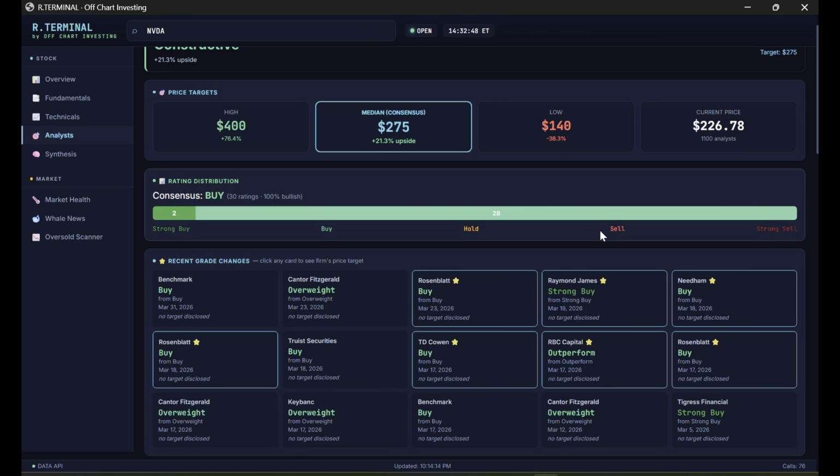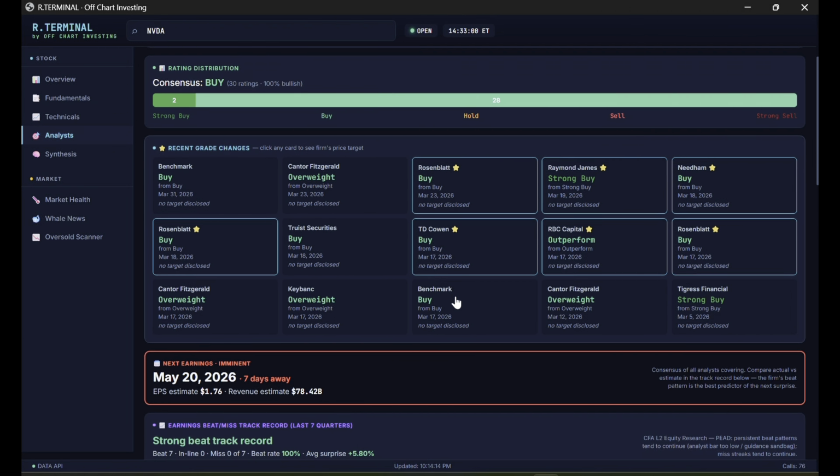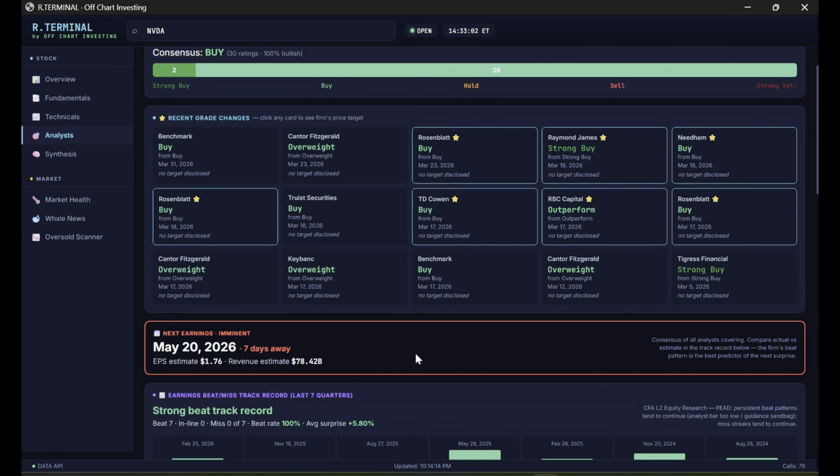There is no sell. When you look at the ratings, there are 30 ratings and all of them are 100% bullish. 28 on buy and 2 on strong buy. And you can see the names that are putting these grades for the stock.